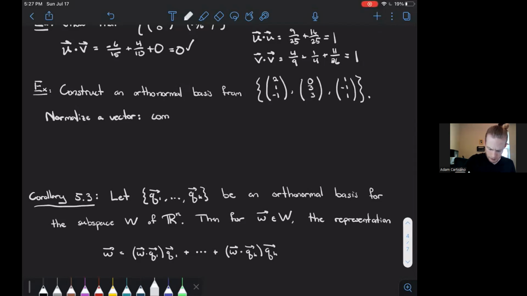Compute, in fact, wasn't this an exam question? Maybe it was a homework question. I'm not sure. But we have to compute v over norm of v. That's it for each of these vectors.